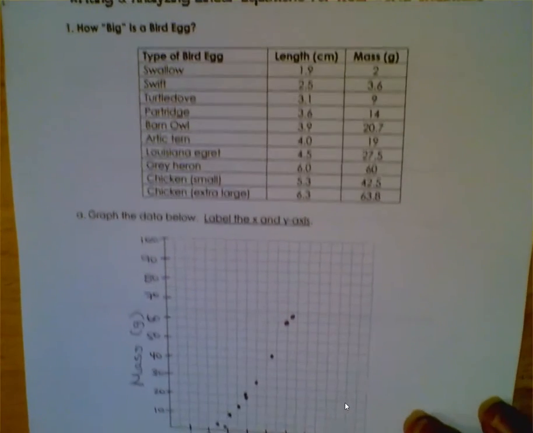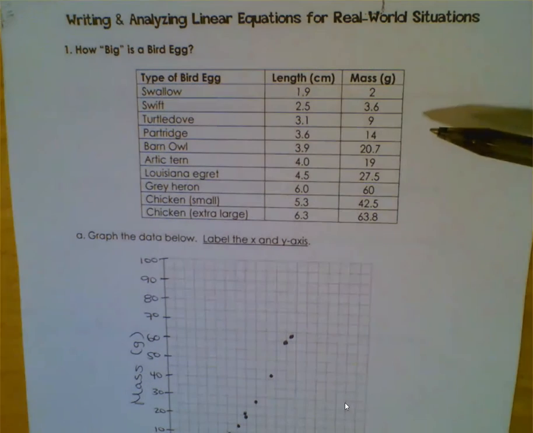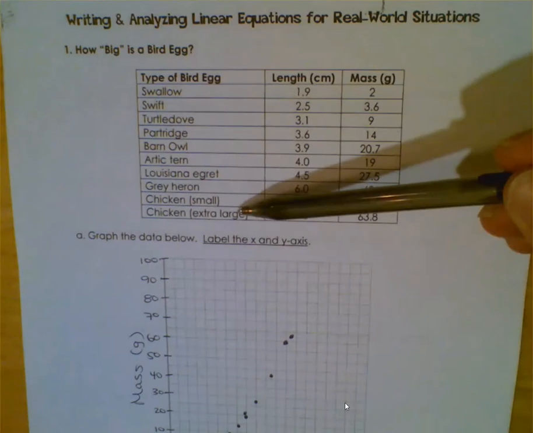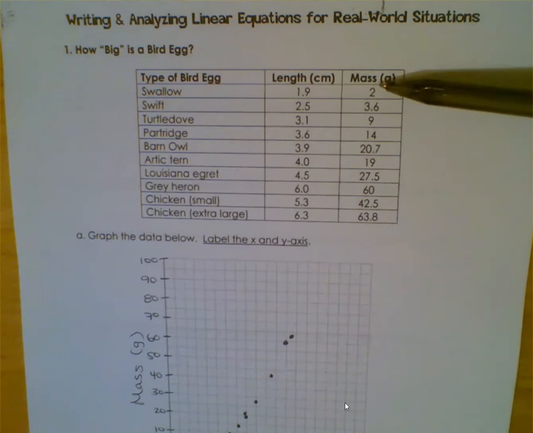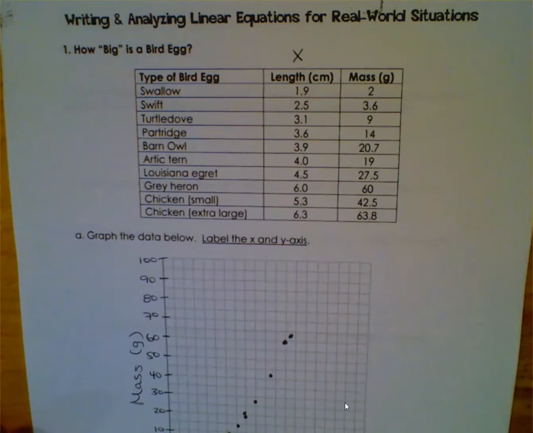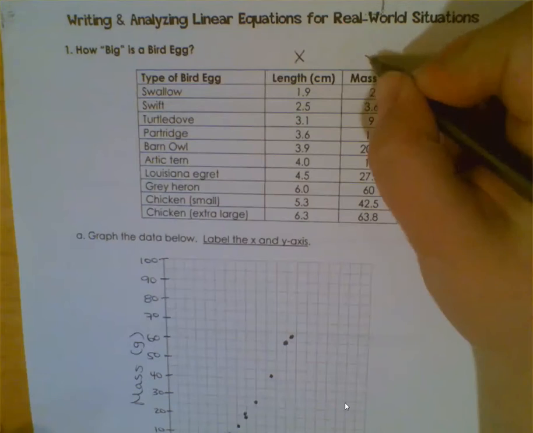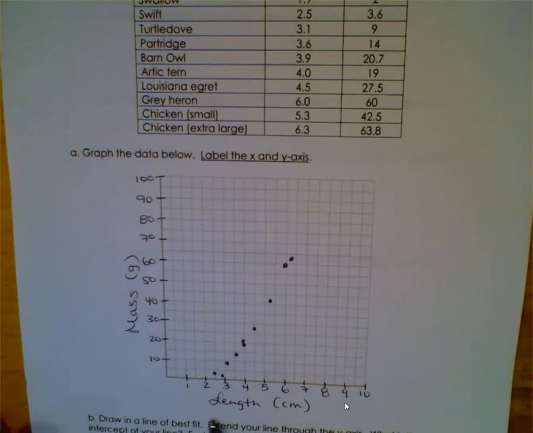All right, we're going to take a look at writing and analyzing linear equations for real-world situations. So we have a table of data for a bird's egg: the length of the egg versus the mass of the egg. What I've done is I've graphed this information. The length I'm using as my x value. The mass is the y value. And so I have labeled that information down here on my graph.